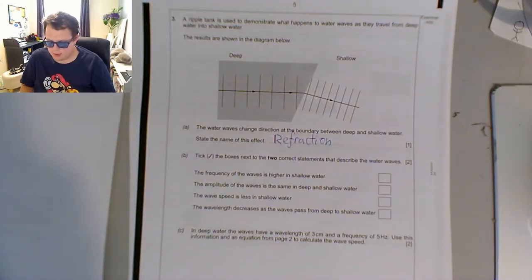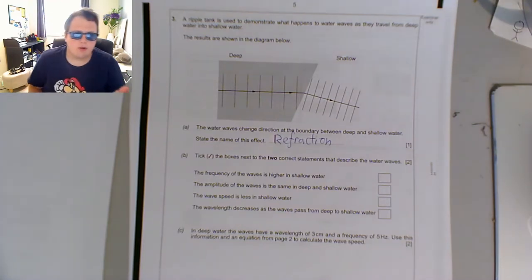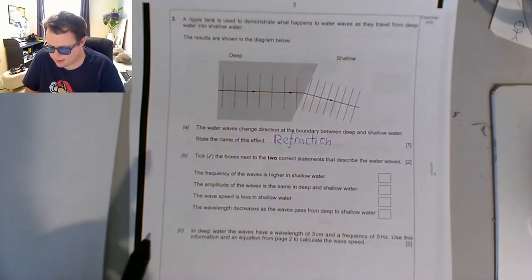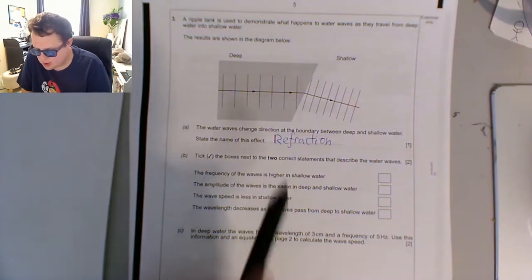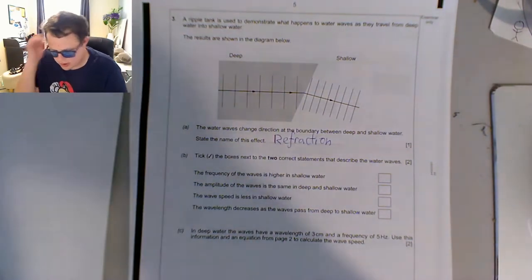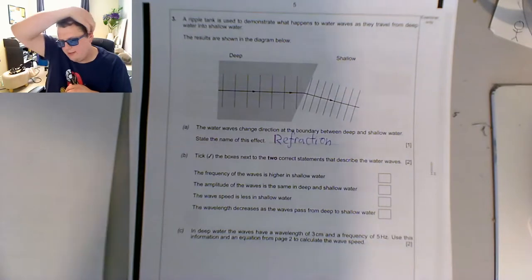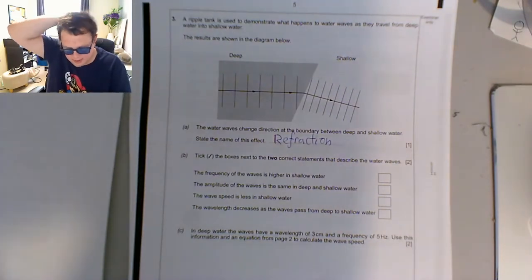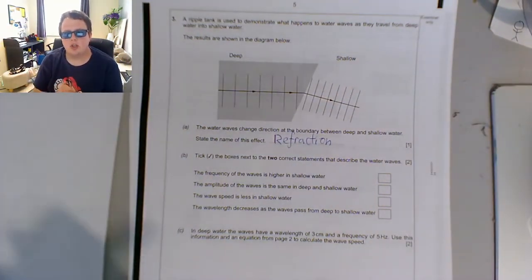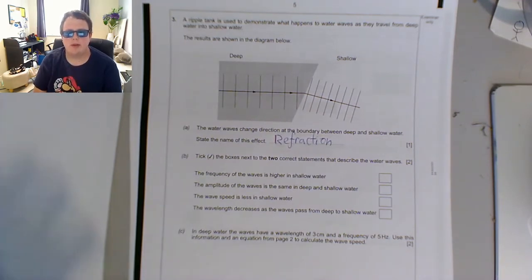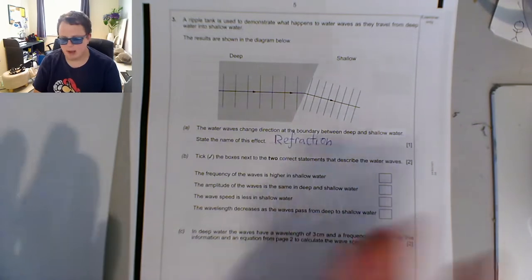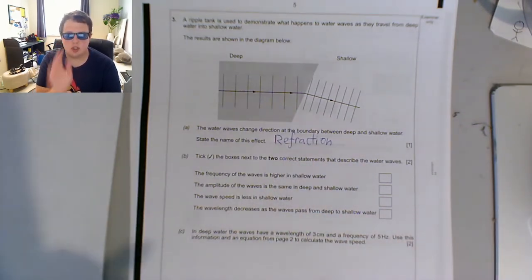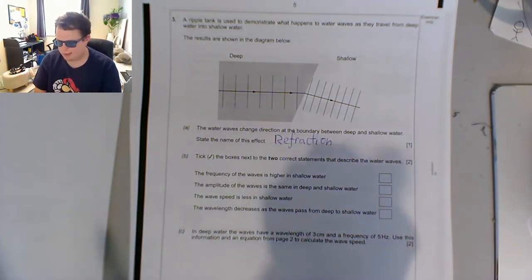Okay, so waves, when they change in direction, we call that refraction. So we want to tick 2 correct statements that describe the waves. The frequency of the waves is higher in shallow water. Now, frequency doesn't change. You can't lose waves, so the frequency, how many arrive per second, cannot change. The amplitude of the waves is the same in deep and shallow water. Now, we can't tell anything about amplitude from this diagram. This diagram is just showing us where the tops of those waves would be.